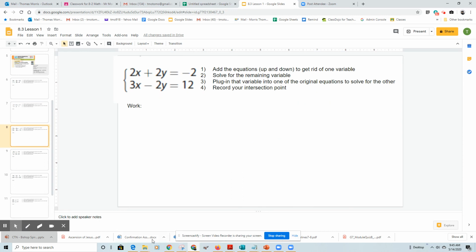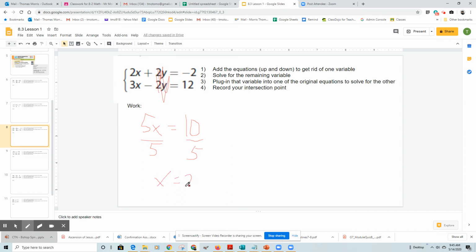All right, so let's take a look here. How do I have it set up? My y's will cancel out. 2y, negative 2y. What's left there? 5x. What's left on the right side? 12 plus negative 2, same thing as minusing 2. That is 10. Solve for x. Divide both sides by 5. X equals 2.